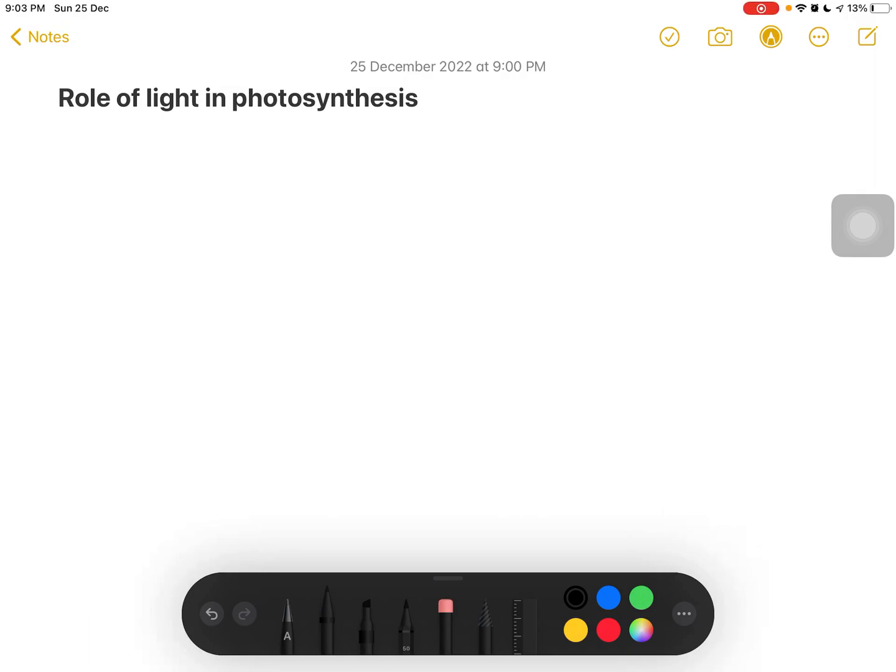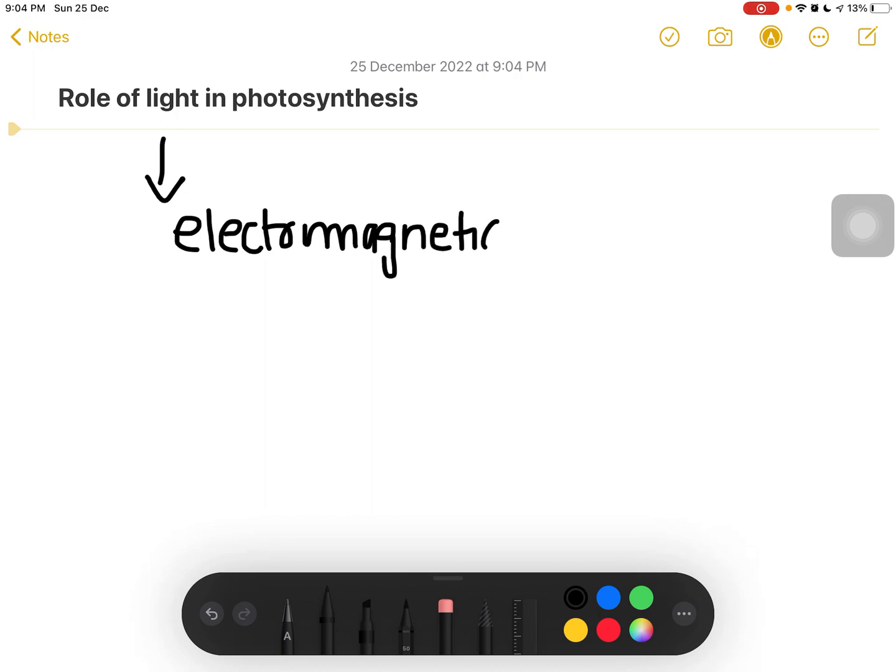So today we will talk about the role of light in photosynthesis. So what is light? Basically, light is an electromagnetic spectrum, and the only source of this electromagnetic spectrum is the sun.